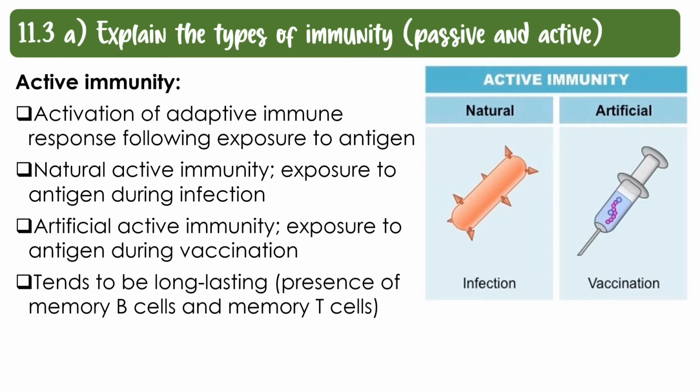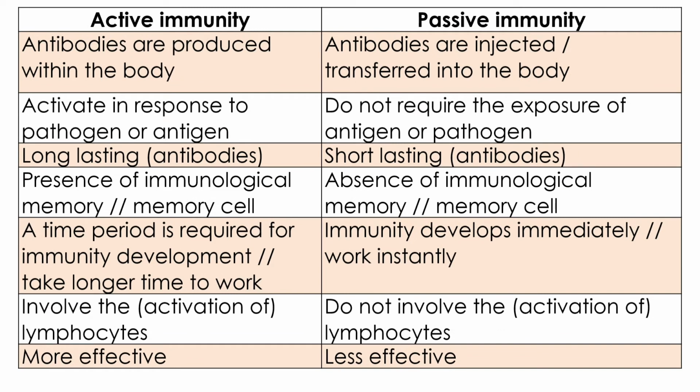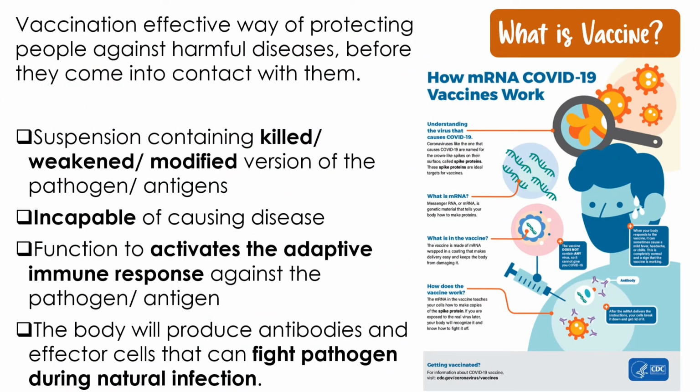Here are the key differences between passive and active immunity. As mentioned previously, active immunity can be achieved through vaccination. But first, what is a vaccine? Vaccines are suspensions containing killed, weakened, or modified versions of the pathogen or antigen. Injection of vaccine into a person will introduce the antigen to the immune system. This then leads to activation of the adaptive immune response against the pathogen or antigen.